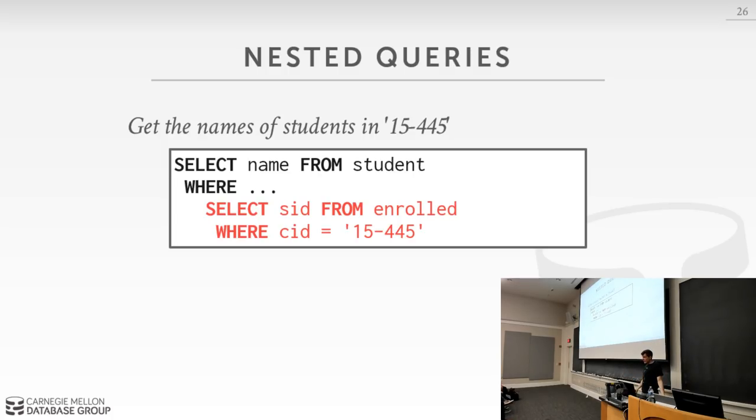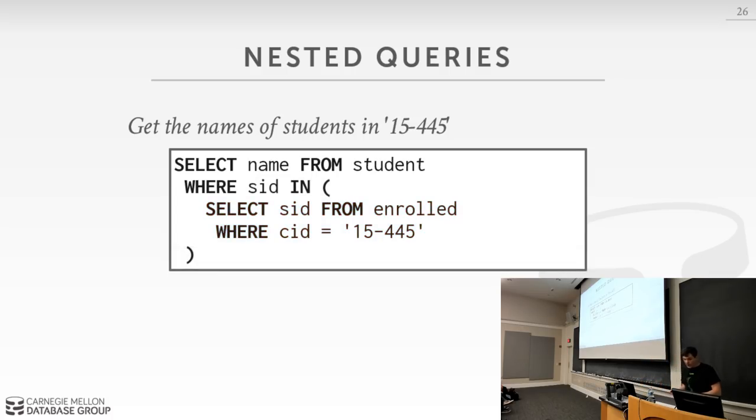Again, we could rewrite this very easily with a join, but for our purposes here, we want to see how to do it as a nested function. So for this, we can use the in operator, and we do a matching on the student ID. The way to read this is that for every single student in the student table, so this first student ID is matching up with the student table, I want to see whether there's a match of that student ID in the set of all student IDs that are in the enroll table that take the course 15445.